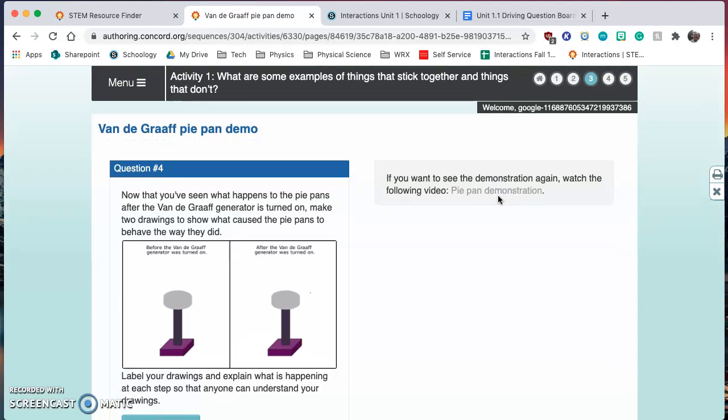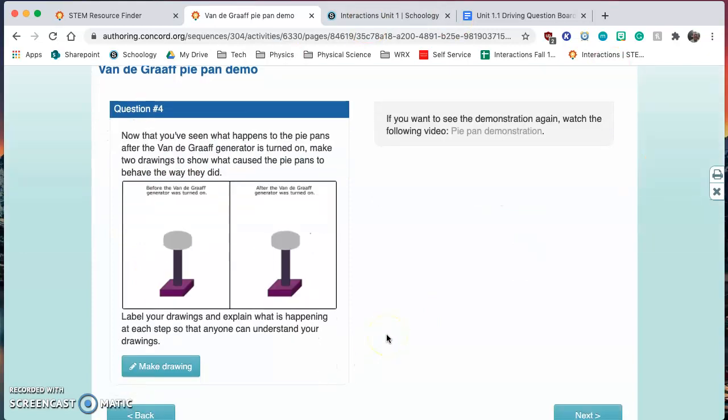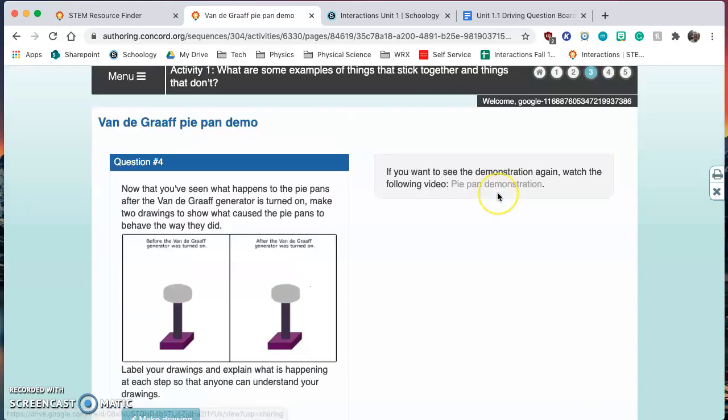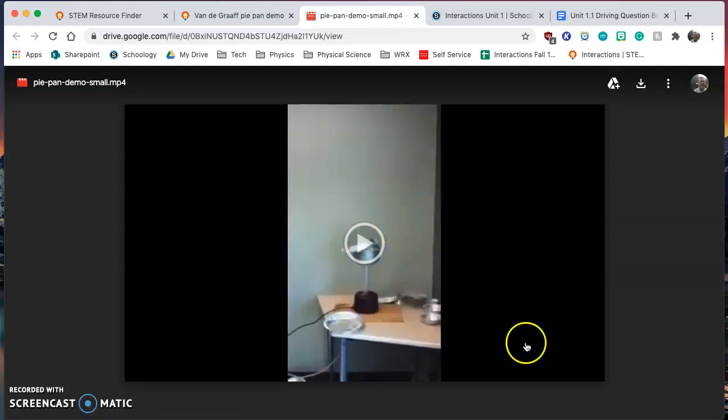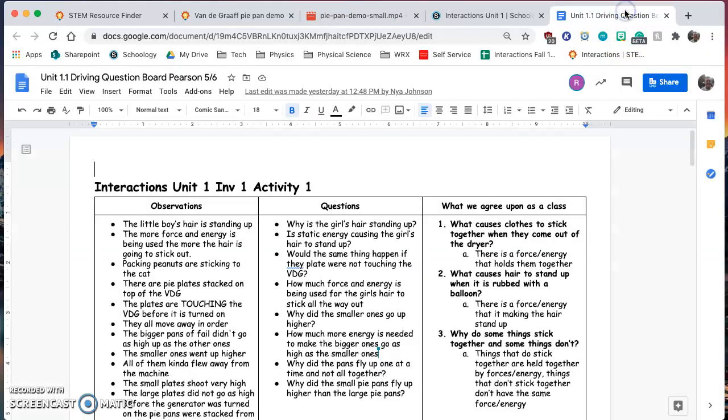Okay, one of the things I mentioned in our live session, make sure that you're really combing these pages for all the information that you could find. Some of these links can sort of seem a little bit hidden. So one of the most important videos that you could watch here in activity 1 is in this third part. It's a video here of a demonstration, okay? And that's where our driving question board comes in.